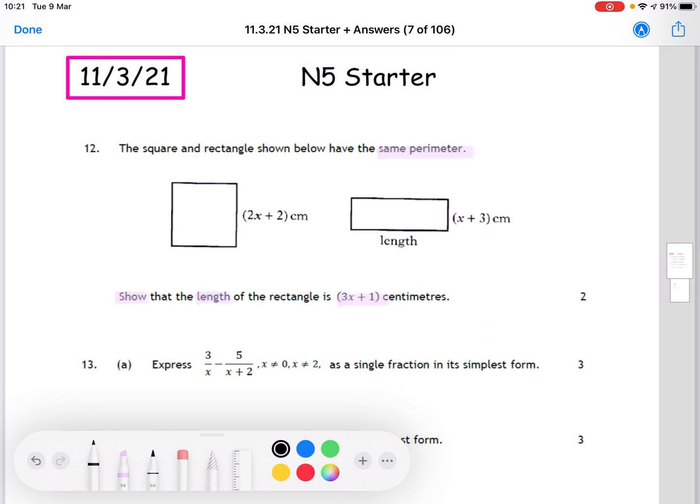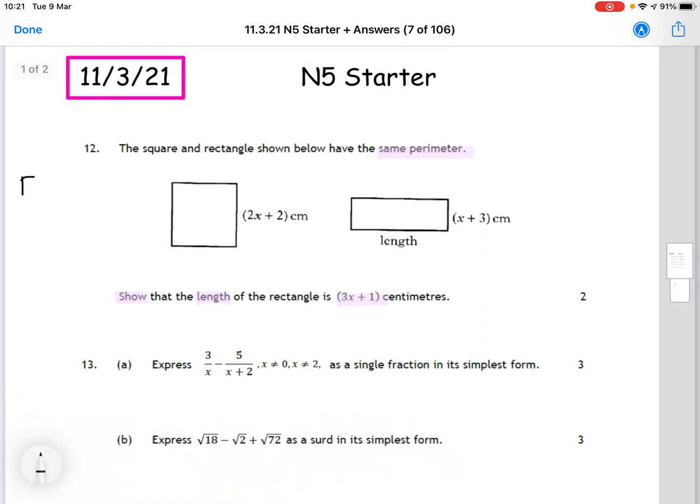So the first shape we have here is our square. For a square, your perimeter is adding all the sides together, and in this case all four sides are the same length, so all four sides are 2x plus 2. So we've got 4 of those if we added them all together. We can write that as 4 times 2x plus 2, and then take the bracket out, so that would be 8x plus 8. So that's our expression for the perimeter of your square.